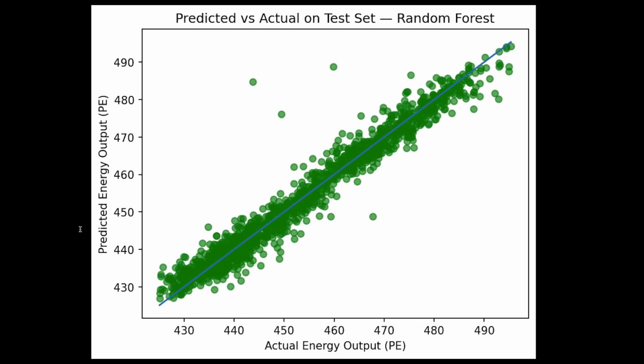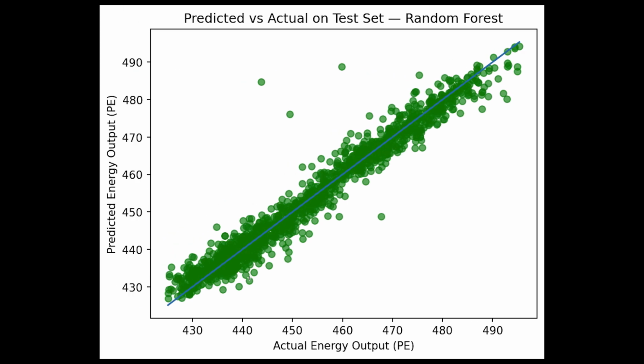Here's my terminal on my Mac showing the execution of the Python script, as well as the results, which I have shown previously, as well as the feature importances, highlighting the significance of temperature and exhaust vacuum features. And lastly, here is the plot graph showing the predicted versus actual on the test set for the random forest model.